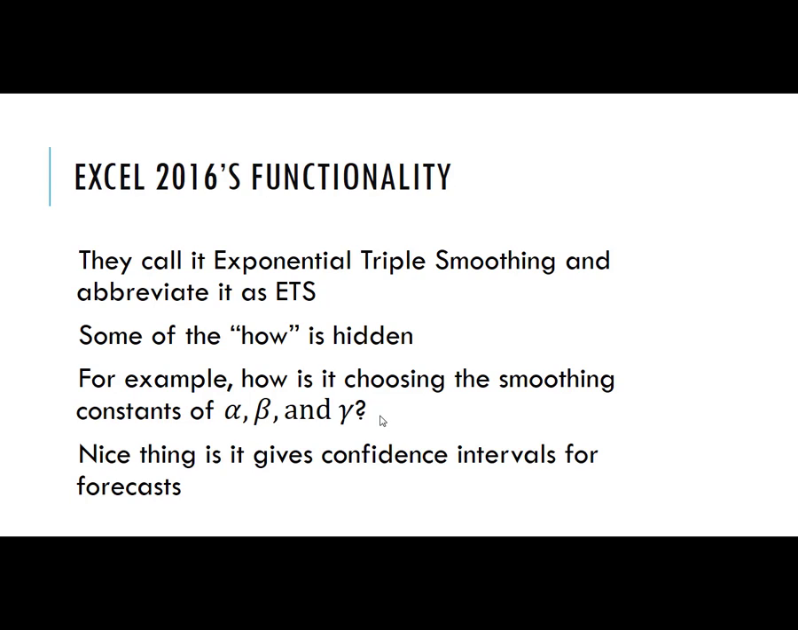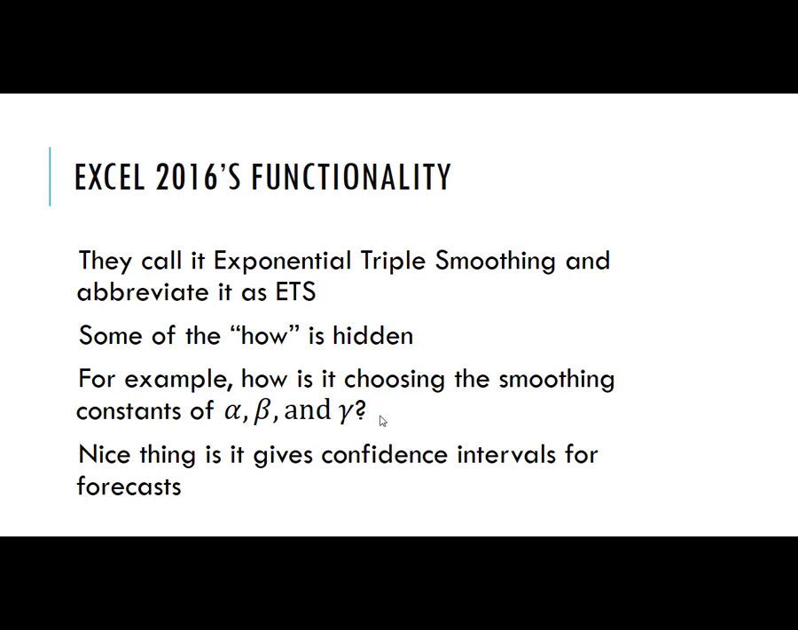So while most of the stuff I ask you to do in class and on the assignments will be using regression based methods, since we spent units 3 and most of 4 on it, there is some new functionality in Excel version 2016 that is worth looking at, I believe. There's a forecast sheet, and they call it exponential triple smoothing and abbreviate it as ETS.